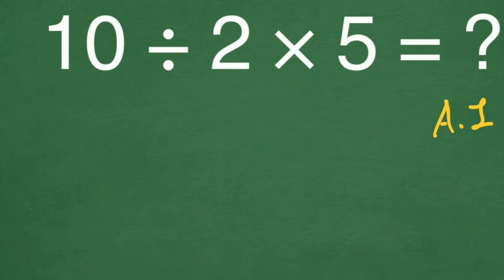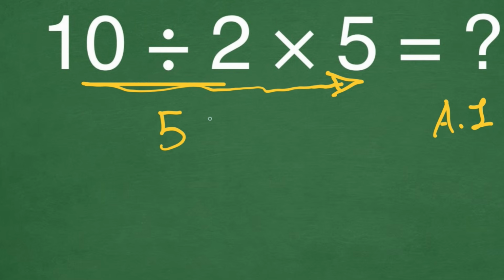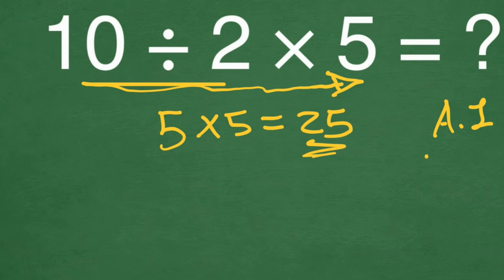And other people solve this differently. These people solve the problem from left to right. So they do 10 divided by 2 first. And 10 divided by 2 is equal to 5. And 5 times 5 would be the next equation, which equals 25. So this group gets answer B. They get 25. So what is the actual answer to this equation?